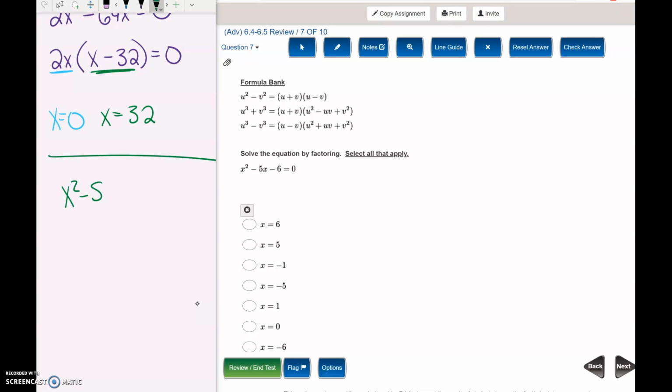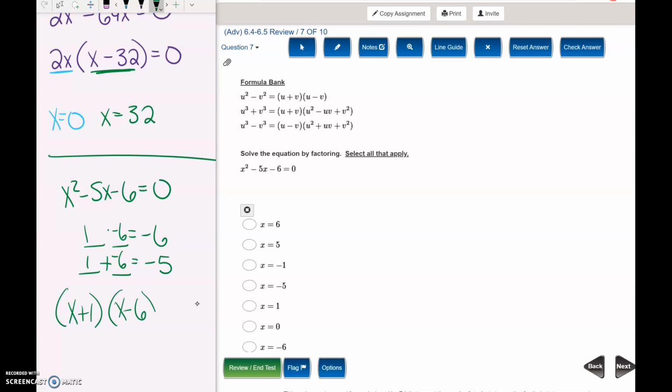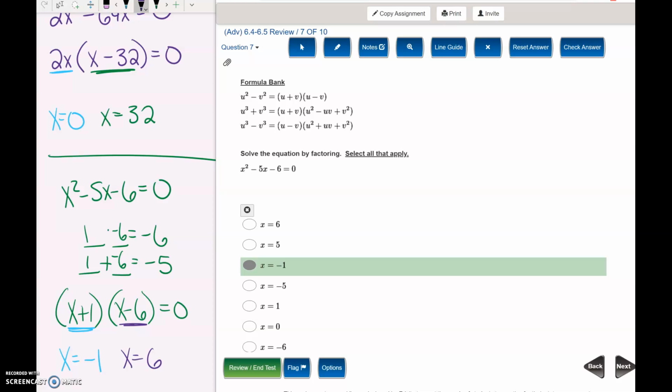X squared minus 5x minus 6 equals 0. We need two numbers that multiply to give us negative 6 and add up to negative 5. That would be positive 1 and negative 6. So the factored form is x plus 1, x minus 6. If the first set of parentheses equaled 0, our solution would be negative 1. If the second part was 0, our solution would be positive 6. So negative 1 and positive 6.